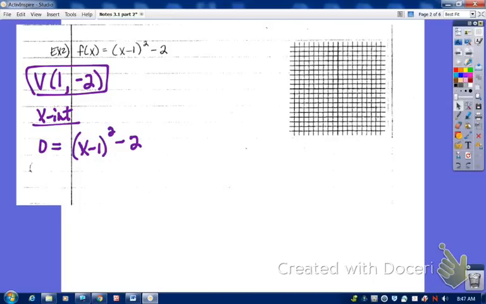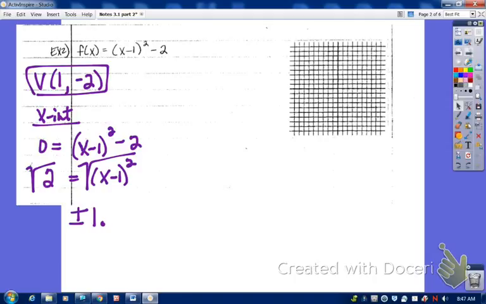Because to solve for x, first you have to add 2 to both sides. So you're going to get 2 is equal to x minus 1 squared. And then you can't move the minus 1 yet until you take the square root of both sides. So you're going to take the square root of both sides. You're going to remember that you're going to have to put in plus or minus. You're going to estimate the square root of 2 if it's not a perfect square because you're going to graph here. So just estimate to the 10th.